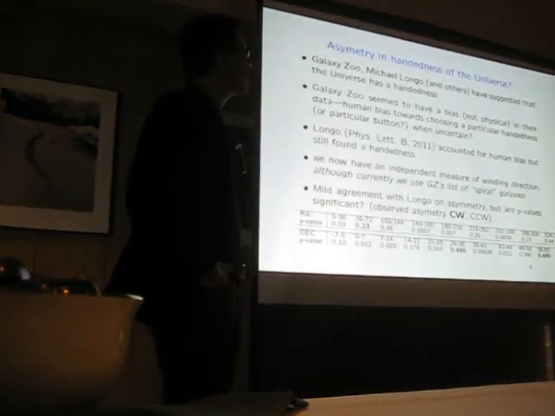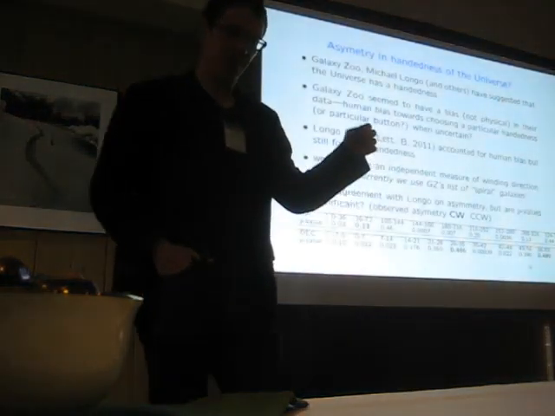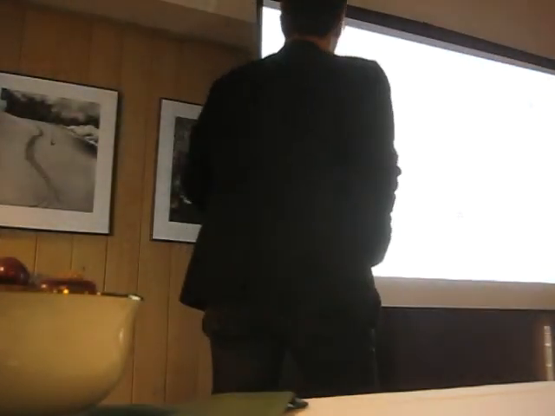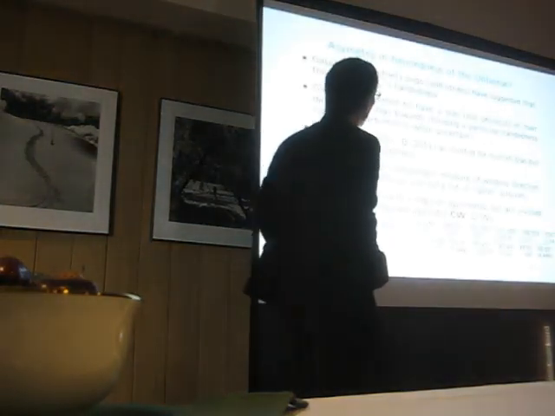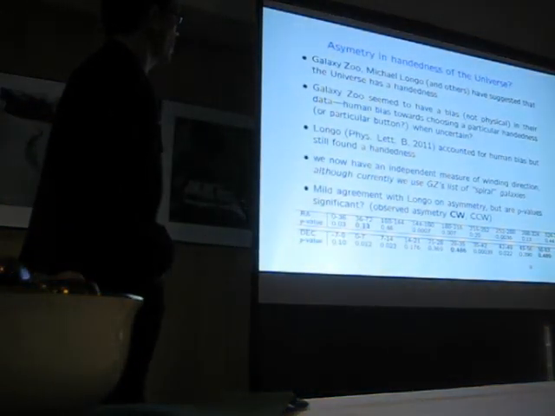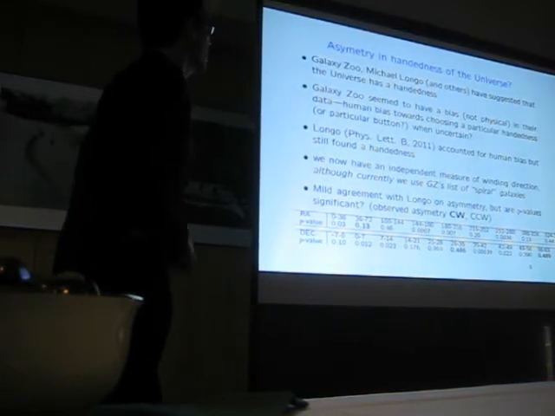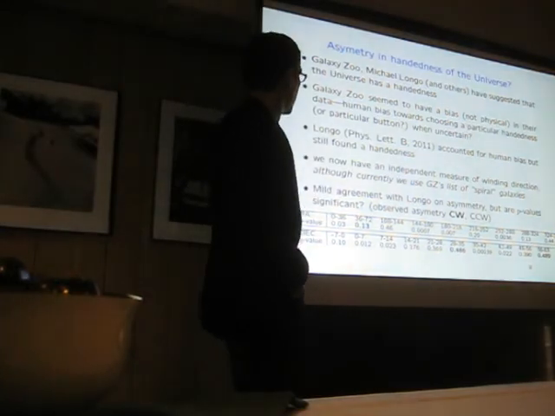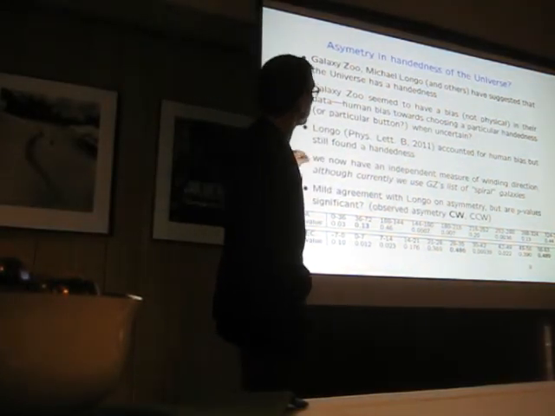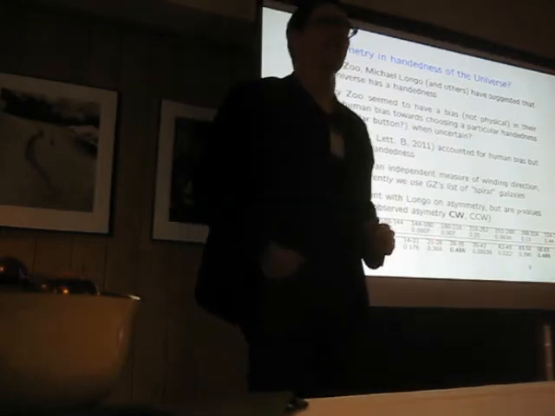The last thing is we can look at the winding direction of all the spiral galaxies that we've measured, and ask: is there an asymmetry? Is there an abundance, for example, of clockwise versus counterclockwise galaxies? Both Galaxy Zoo and Michael Longo and others have looked at this and suggested that the universe might have a hand in this, or at least locally it does. I'm running out of time, so very briefly, our results mildly agree with Longo's results, but I'm not quite sure the p-values are all that strong. So that's it. Thank you.